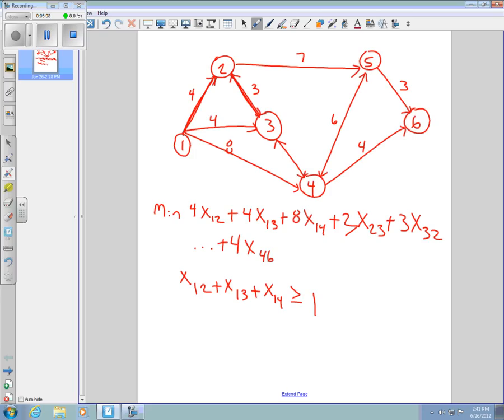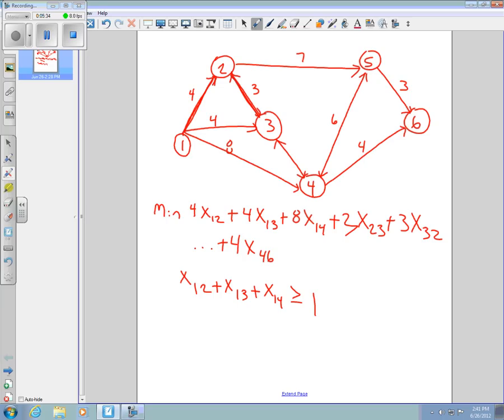Well, if it's not greater than 1, that means it's 0. And what that means is nobody left. X1,2, nobody took path 1,2. Nobody took path 1,3. Nobody took path 1,4. So this constraint ensures that at least one of the 3 paths available from node 1 is taken. So this is what you might call the somebody has to leave constraint.